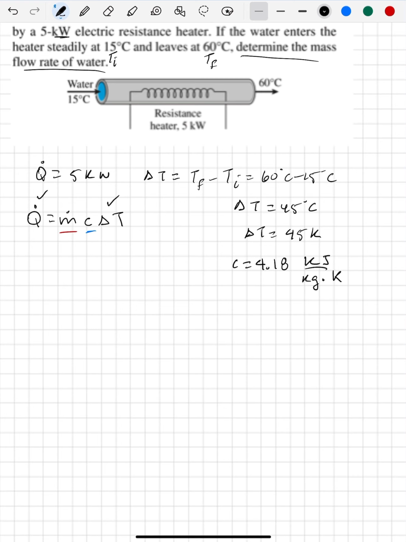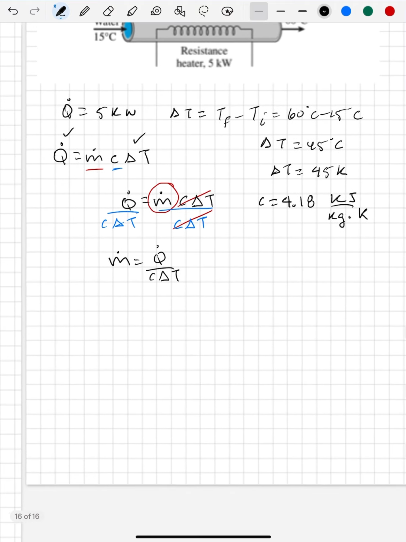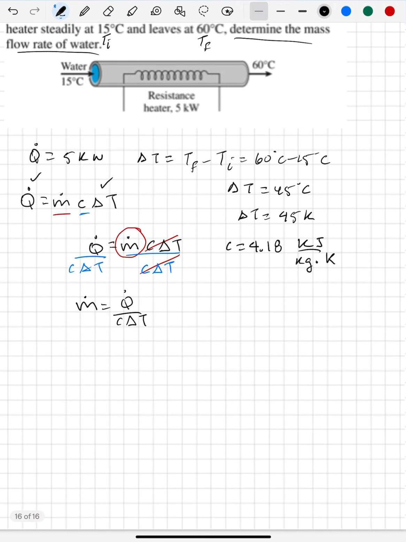So we have Q dot equals m dot C delta T. What I'm going to do is divide both sides by specific heat and change in temperature. So this cancels out with that, and I end up with just m dot on its own. So m dot is equal to Q dot over C delta T. Now I just have to plug in my values.